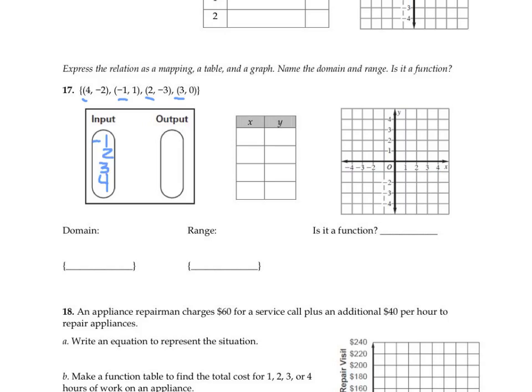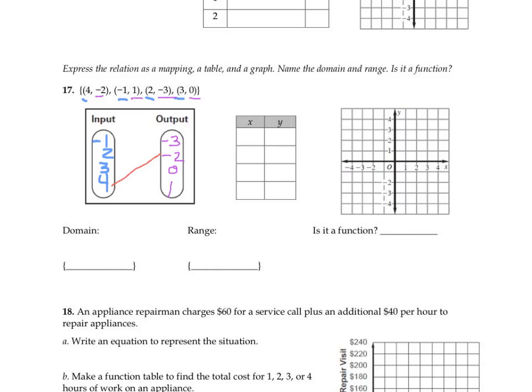Now to find our outputs, we have to look at our y values in the coordinates. So we have -2, 1, -3, and 0. Listing these in order, we have -3, -2, 0, and 1. Now we have to draw the mappings. To do that, we just look back at our coordinates. Our first coordinate is 4, -2. So we can draw a line between 4 and -2.